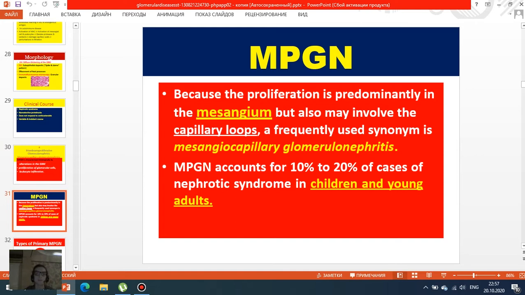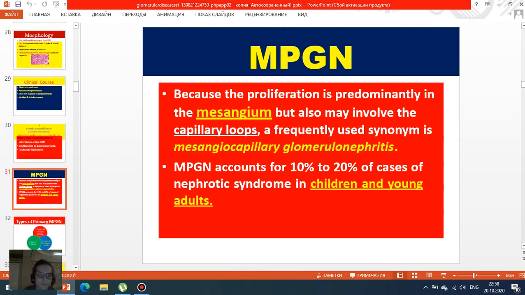Because the proliferation is predominantly in the mesangium, but also may involve the capillary loops, a frequently used synonym is mesangiocapillary glomerulonephritis. And so we have mesangioproliferative or mesangiocapillary glomerulonephritis. It accounts for 10–20% of cases of nephrotic syndrome in children and young adults.